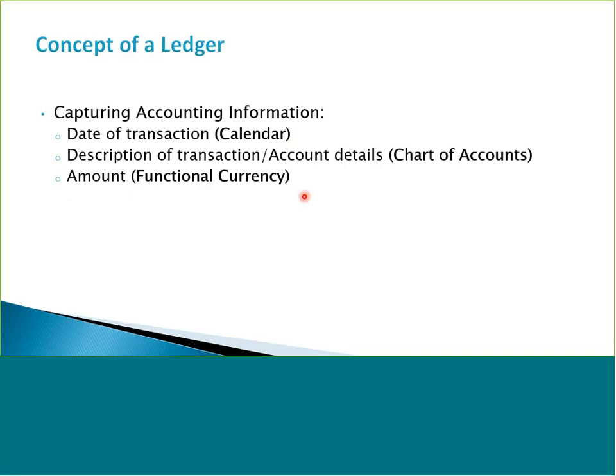So these are the things that we need to have in order to capture accounting information in the general ledger, which we are then going to use to produce reports. We are going to look at each of these things, the calendar, chart of accounts, and functional currency, how to create them, and how they impact how we use the general ledger module.